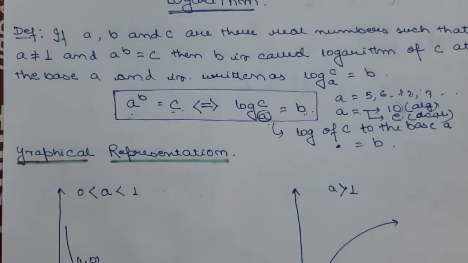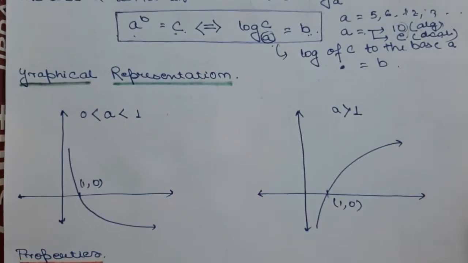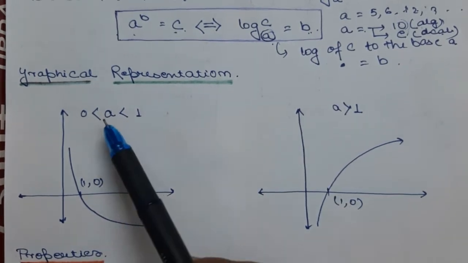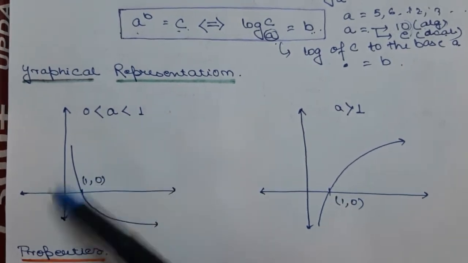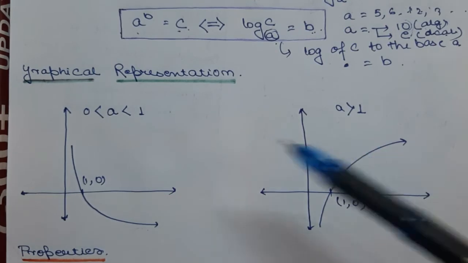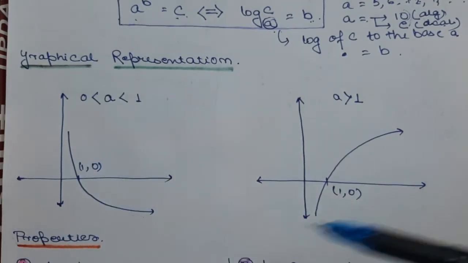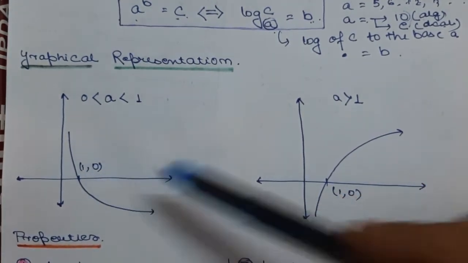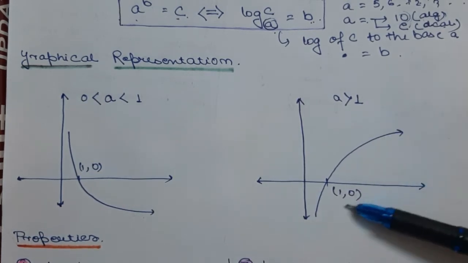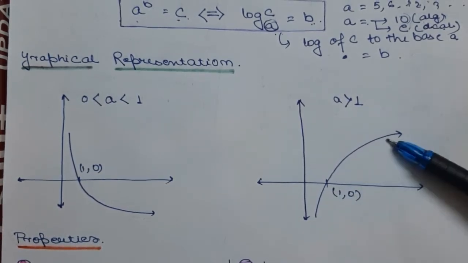Now let us see the graphical representation of log. If a's value is between 0 and 1, the graph looks like this. This is the path in which the graph moves. As we can see, it is a decreasing function. And if a is greater than 1, it produces an increasing function.